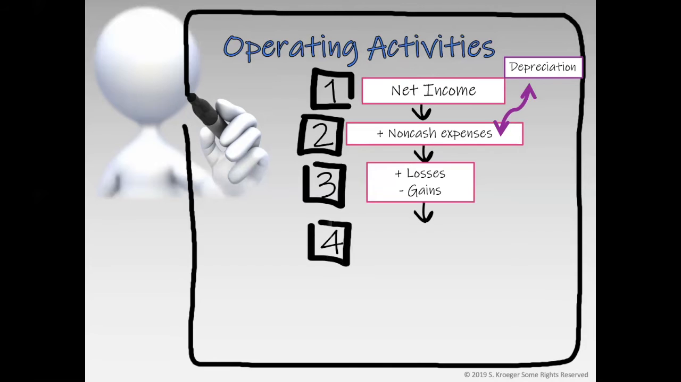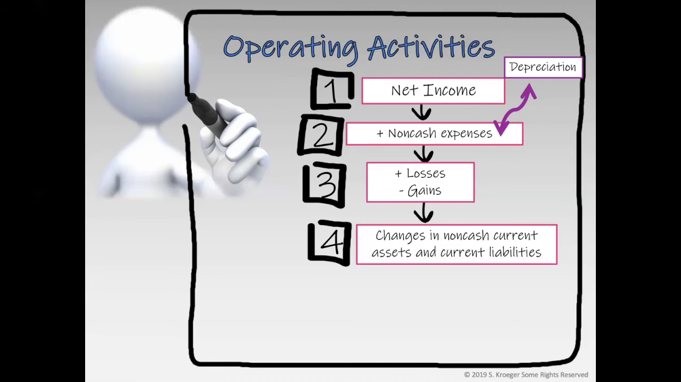This next step is a little more complicated. You need to look at the balance sheet. First, look at the current assets, except cash. Then you want to look at the current liabilities. Not all assets and all liabilities, but the current ones only. You need to use the comparative balance sheets to compare the current year amounts with the prior year amounts to see how much they increased or decreased from last year to this year.